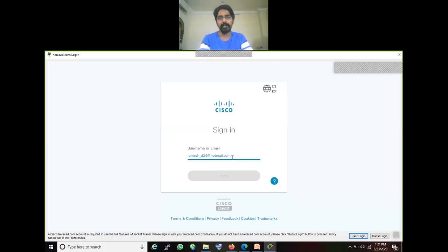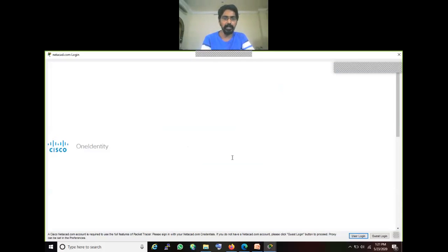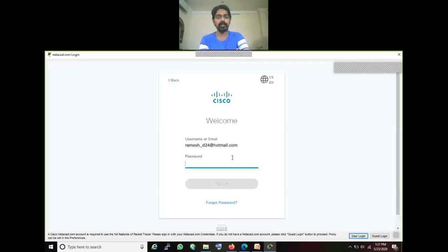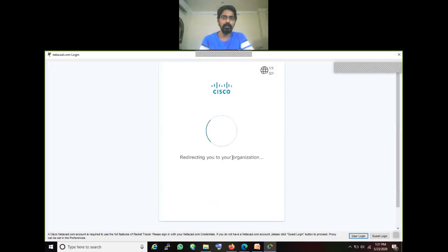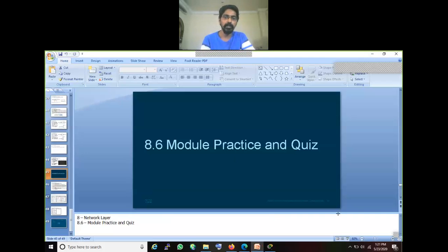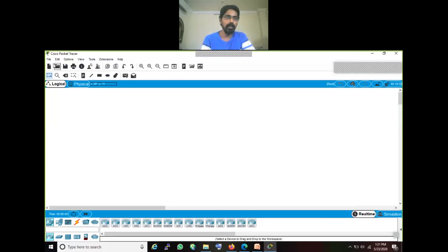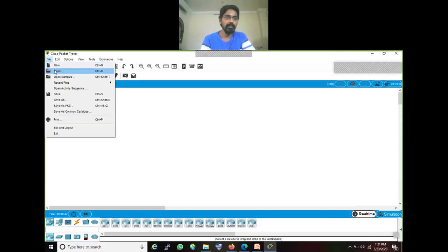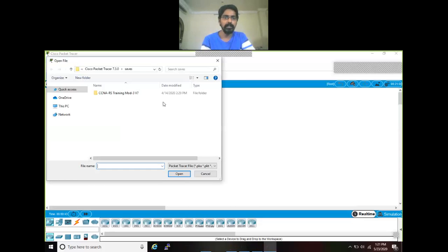So routing is the main important thing. That's why network layer, L3, is the most important layer. It is the most important job responsibility of a network administrator at the L3 layer. It is the most important module. Right. I'll open my previous activities.